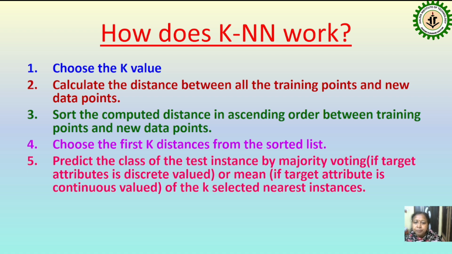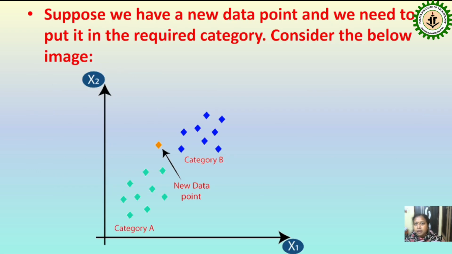Fifth step, predict the class of the test instance by majority voting if the target attribute is a discrete value, as in a classification problem, or we calculate the mean if the target attribute is continuous valued, as in the case of regression, of the k selected nearest instances.